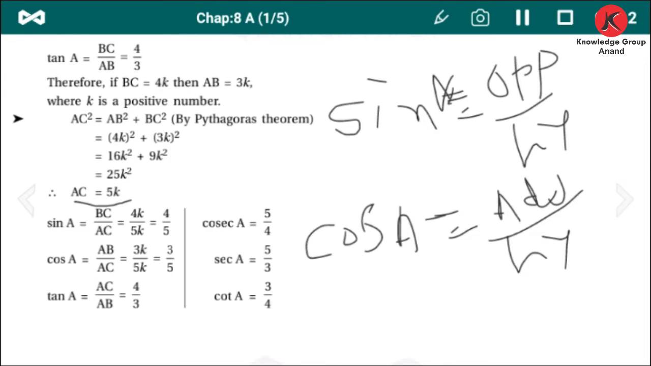And sec is the inverse of cos, or sec and cos are reciprocals of each other. Therefore sec A is equal to 5 by 3. And using the formula, sec A is equal to hypotenuse upon adjacent side, 5 by 3.